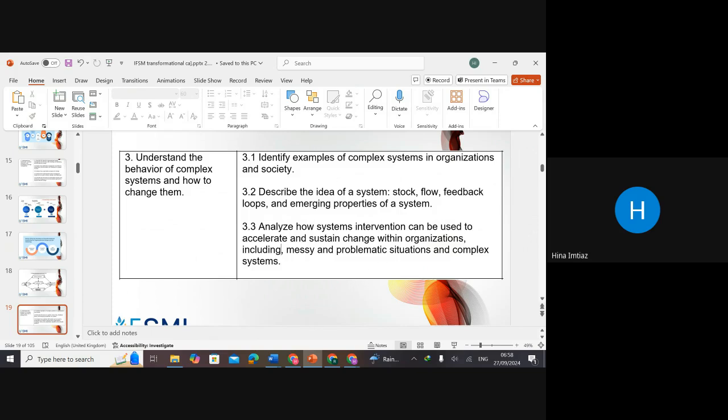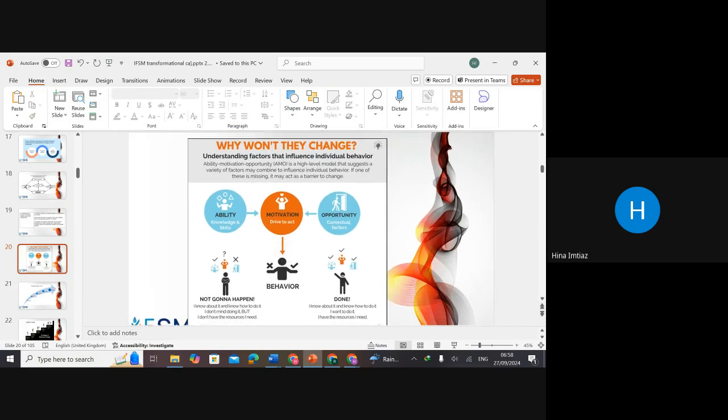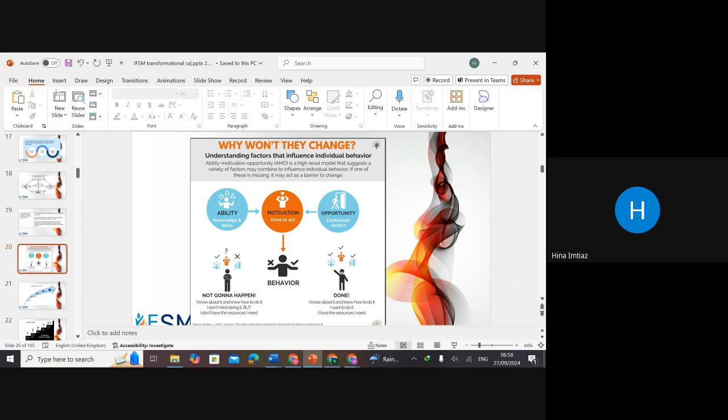For this question, I have prepared slides so that you will be able to solve the assessment. The first slide is: why won't they change? Why is it difficult to change a complex system? For that, you have to understand that the factors that influence individual behavior are difficult to change, and you have three skills to mold behavior and mold the complex system. You have to understand the factors that influence individual behavior: ability, motivation, opportunity.